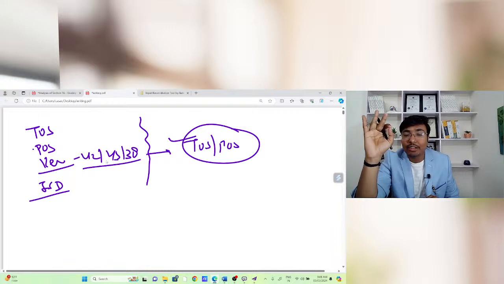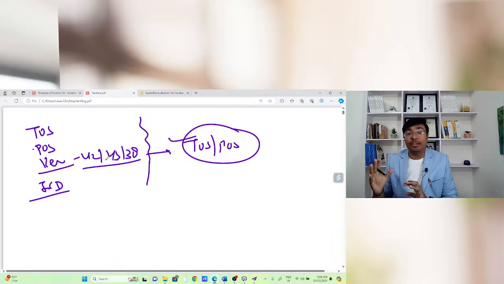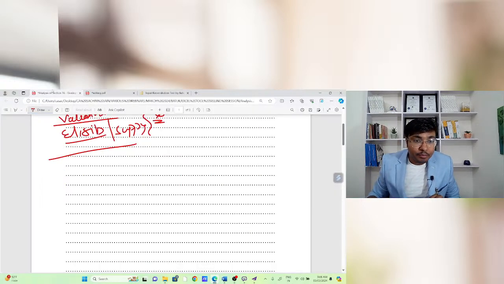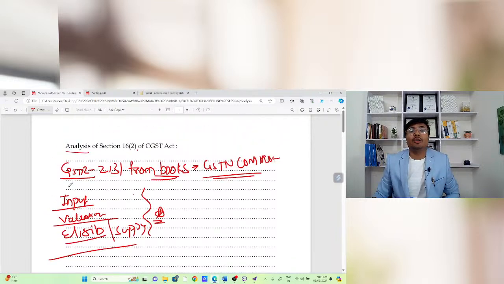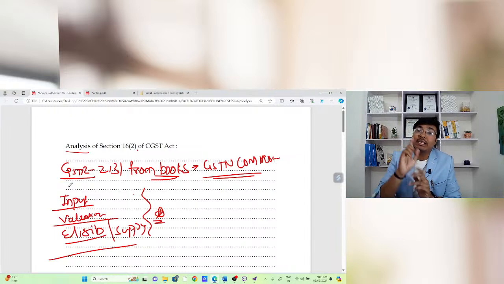Okay, I will share an example of what the importance of time of supply is in your day-to-day handling of the audit. Now, let's first start our discussion on section number 16 subsection 2. Before reading section 16 subsection 2, we are going to discuss section 16 subsection 1.